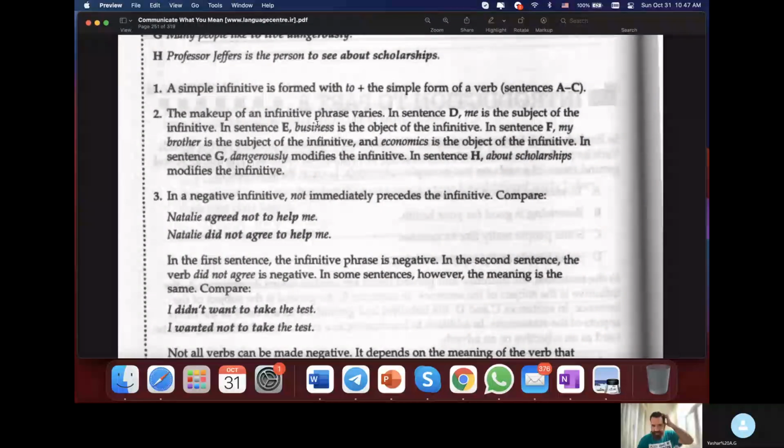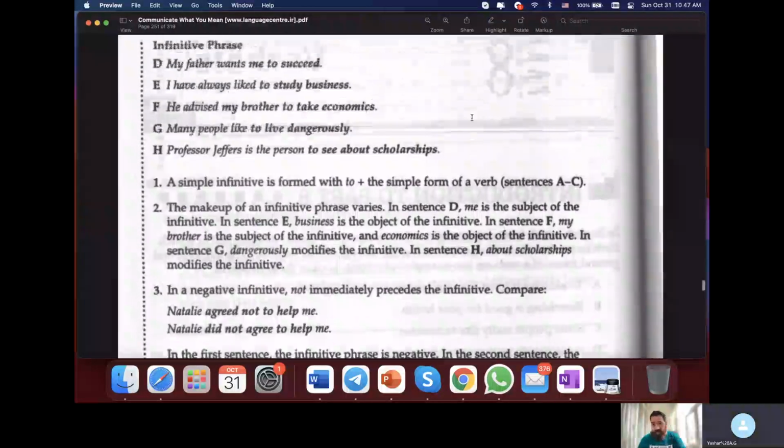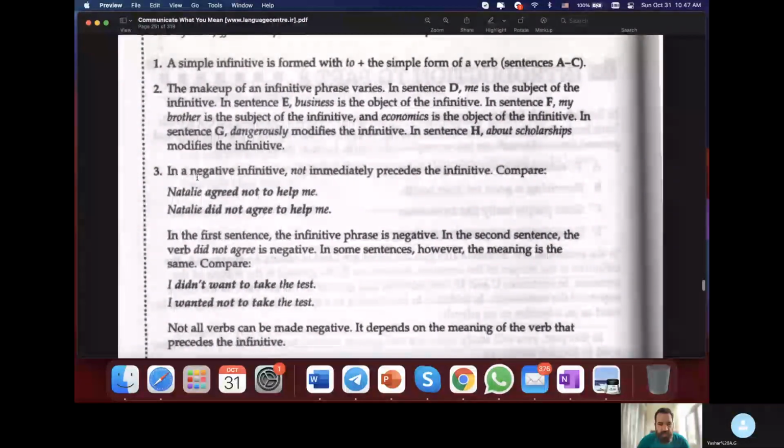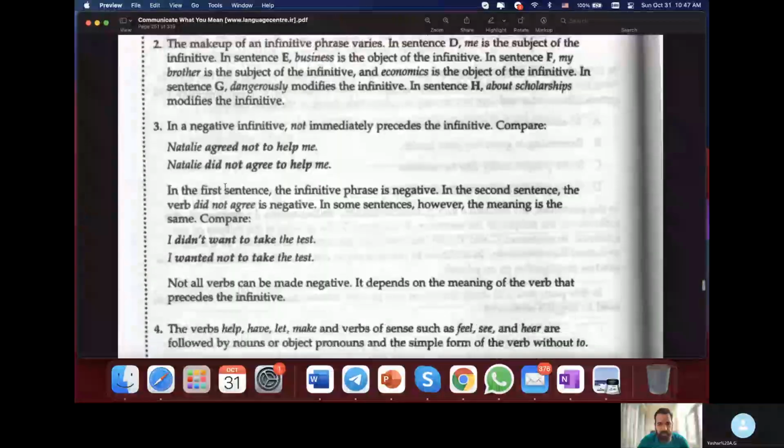The makeup of an infinitive phrase varies. In sentence D, me is the object. My father wanted me to succeed, me is the subject of the infinitive. In sentence E, it is not important, don't bother. In negative infinitives, we say not to. Natalia agreed not to help. We don't say Natalia agreed don't to help her. Natalia agreed not to help me, or Natalia did not agree to help me.